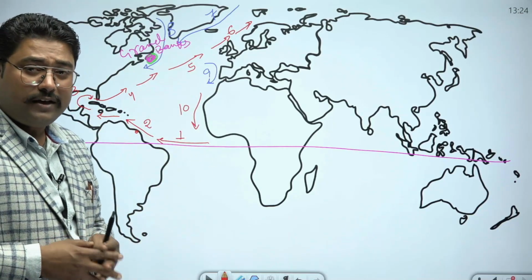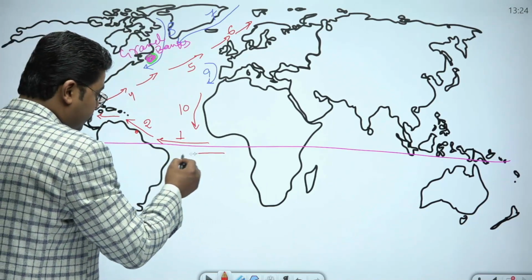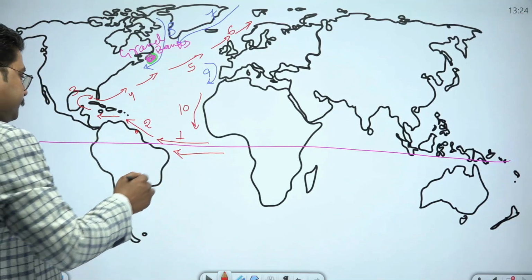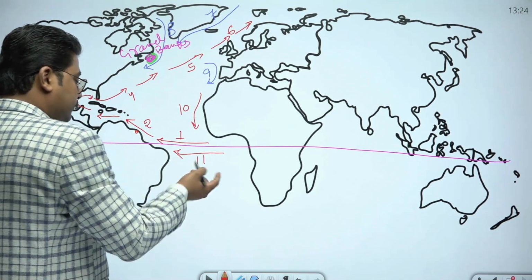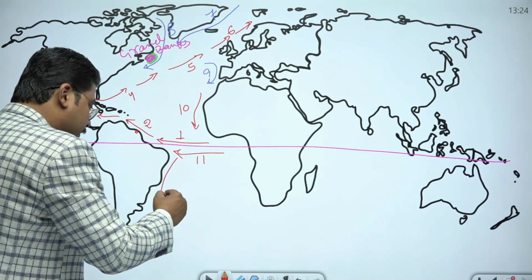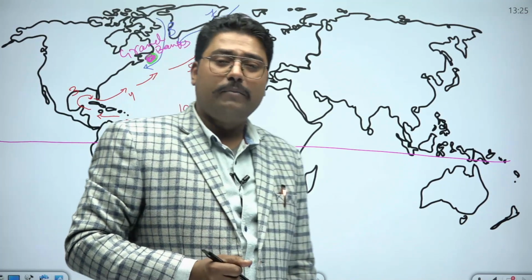in which basically 7 are warm in nature and 3 are cold in nature. Now moving on to the Southern Atlantic Ocean, the South Equatorial Current, when it will move again westward, it will hit the Brazil coast and become the Brazilian current, which is warm in nature.